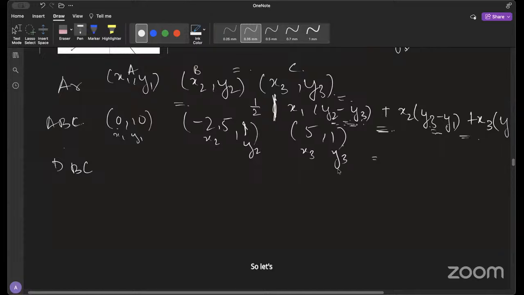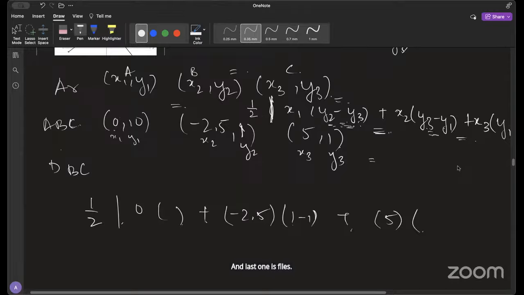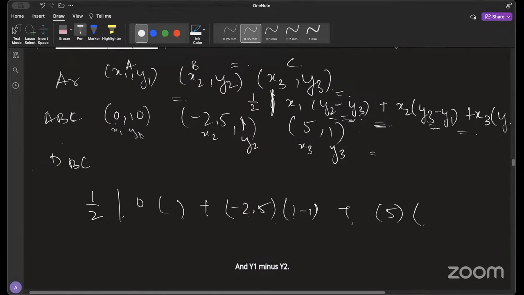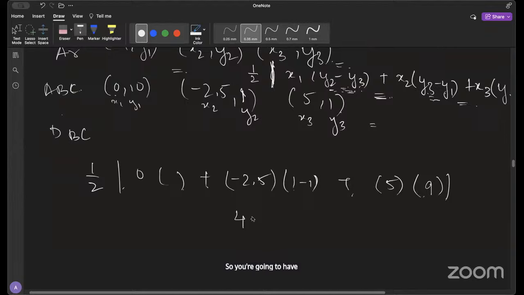So let's just do the area of ABC. You will have half. x1 is 0, so you don't have to take other things. Then x2 is minus 2.5, y3 is 1, and the other one's also 1, so this is also 0. And last one is 5, and y1 minus y2. Y1 minus y2 is 9. So you're going to have 45 by 2.